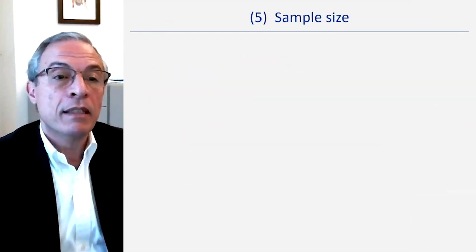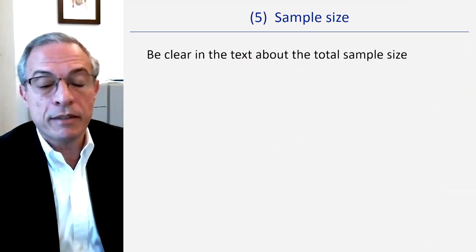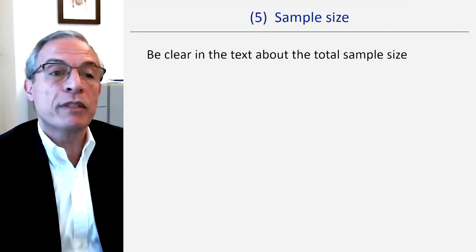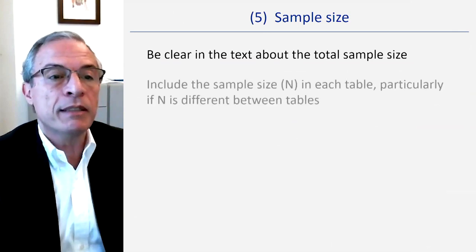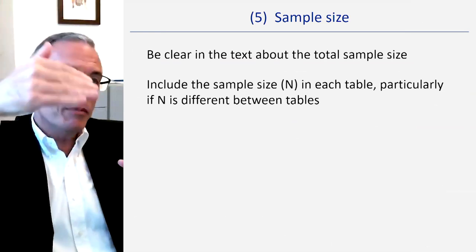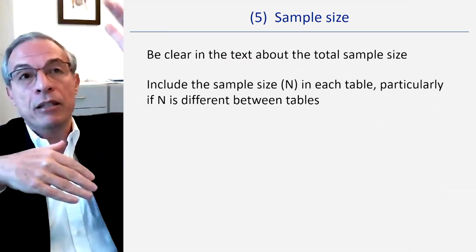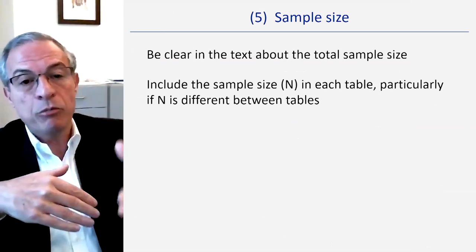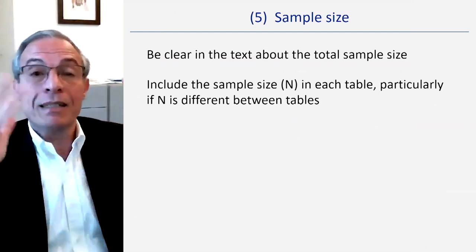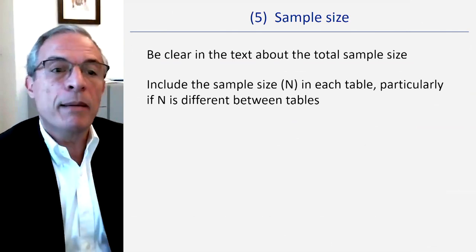Sample size. In the text, in the manuscript, be clear in the text about the total sample size. Just how many observations, how many people do you have in your sample? Have to be very clear about it. Some people have a chart. They say we started with so many, and then because of this, we went down to so many, and that's beautiful. And then because of this, we went down to this much, and this is what we analyze. This is the N we analyze. That's really perfect, because then the reader knows exactly what happened.